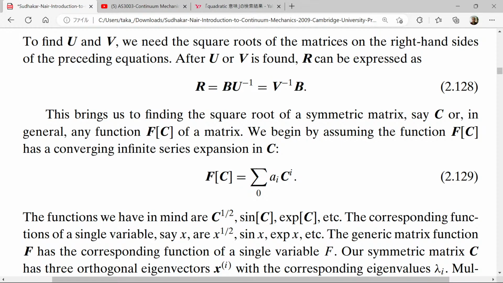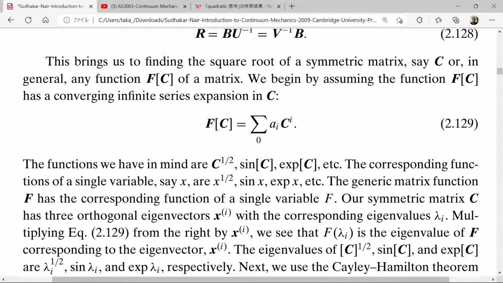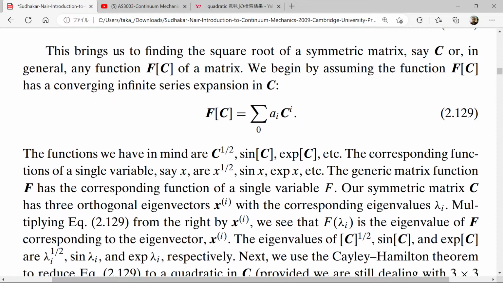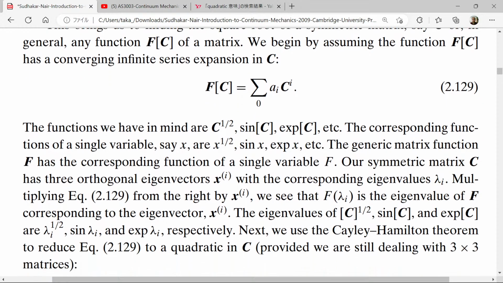This brings us to finding the square root of a symmetric matrix, say C, or in general any function f of a matrix C. We begin by assuming the function f of C has a converging infinite series expansion in C.